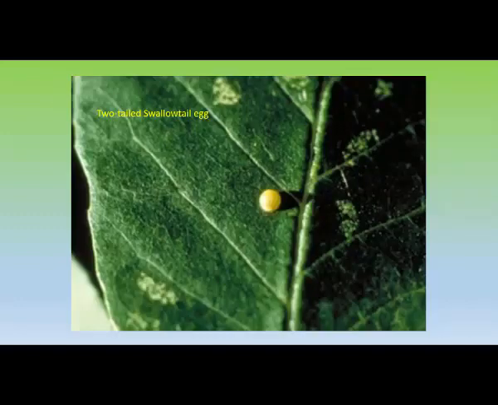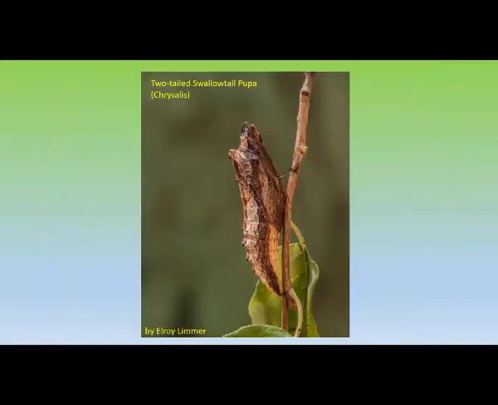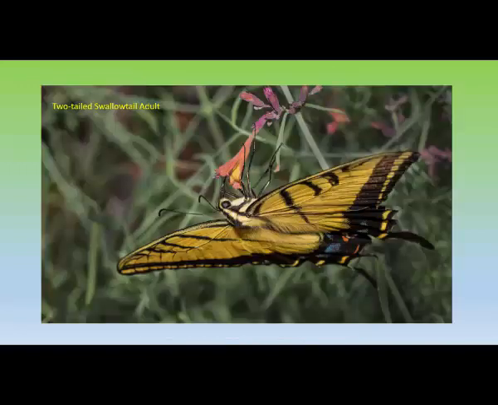So here's the egg of a two-tailed swallowtail. Very small. You can see the leaf veins there and kind of get an idea. Maybe the size of a period in a typical book. Here is the caterpillar, or the larval stage. This is the larva of the two-tailed swallowtail. Here's the pupa. So that whole structure there is known as the chrysalis, but it's the pupal stage. And then, of course, the adult.